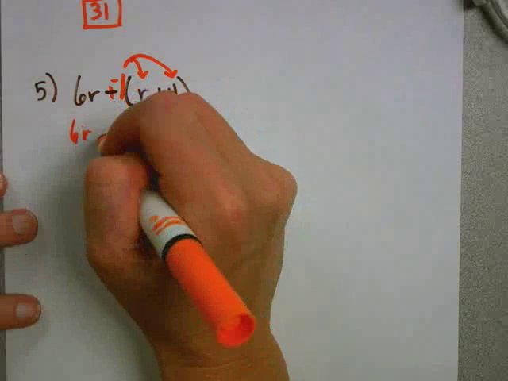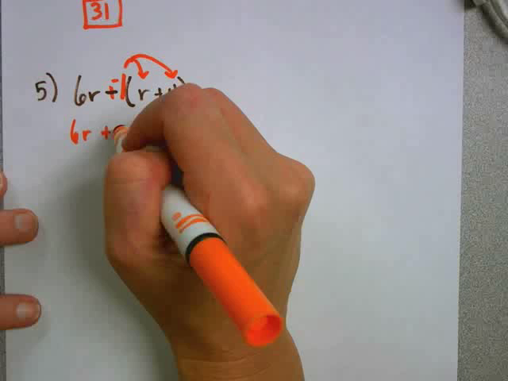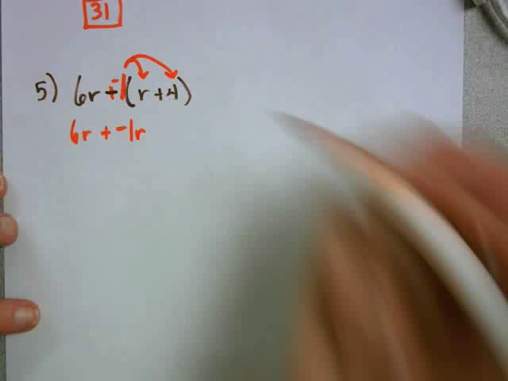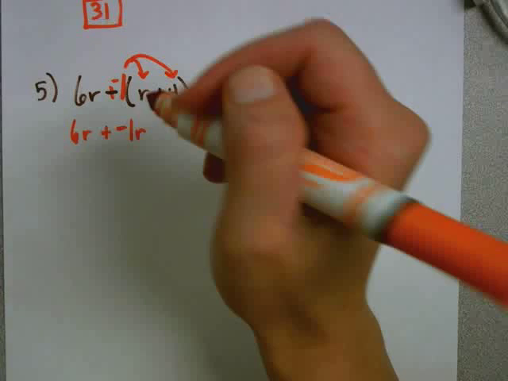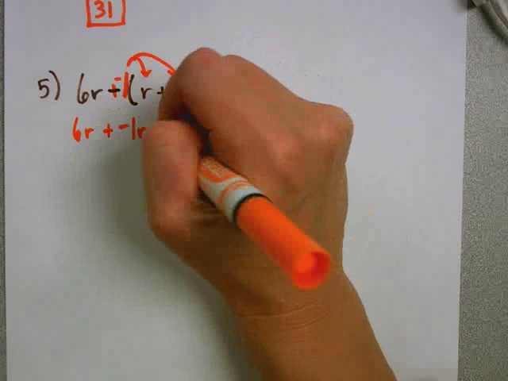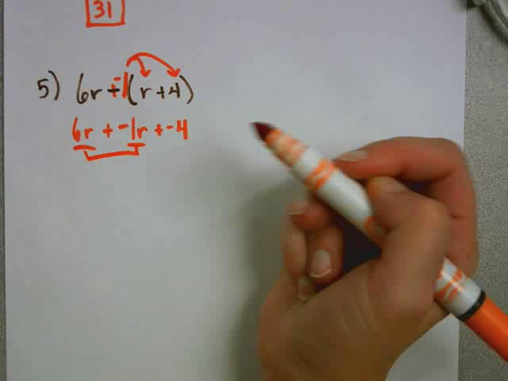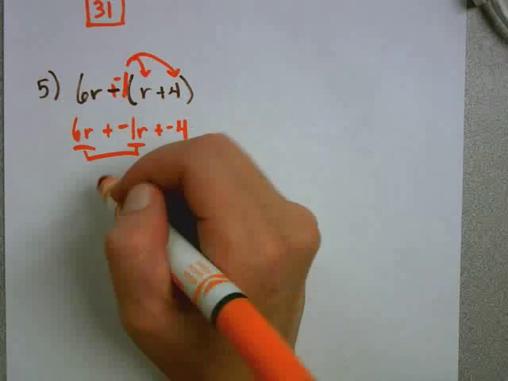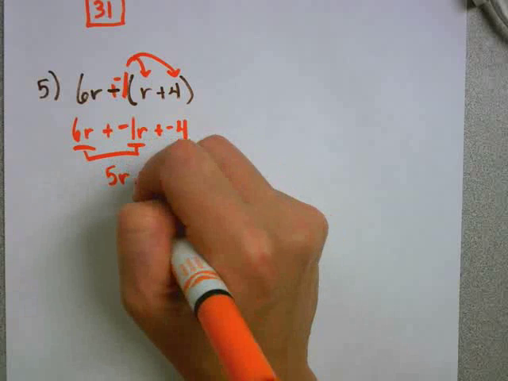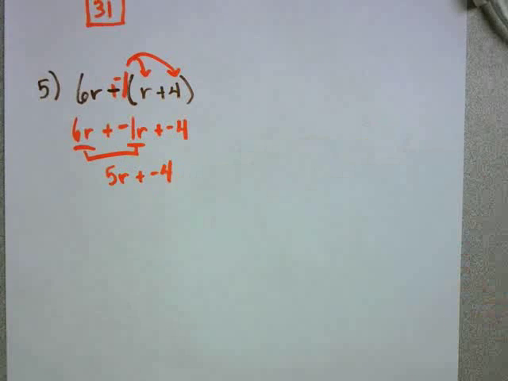So 6r gets rewritten. Negative 1 times r is a negative, and you can write negative 1r or just negative r. And then negative 1 times 4 is negative 4. Add like terms. 6r and negative 1r are 5r. And plus negative 4, or you could write minus 4, just gets rewritten.